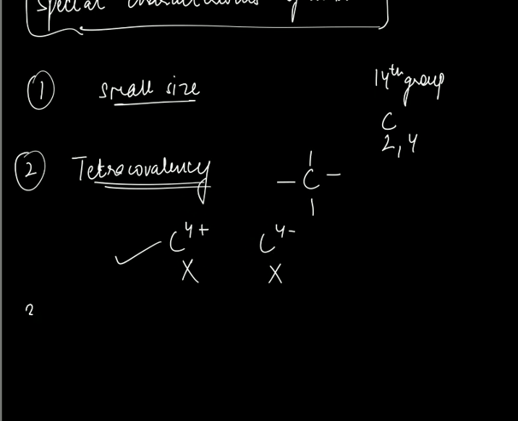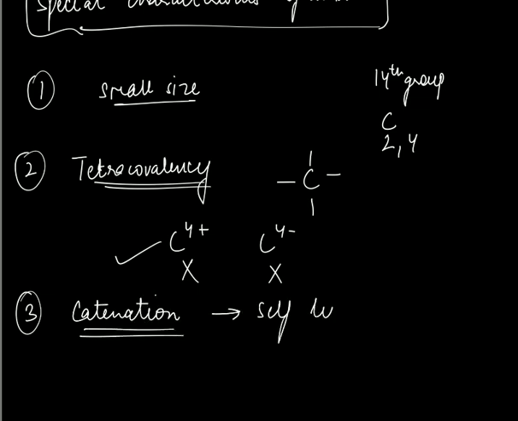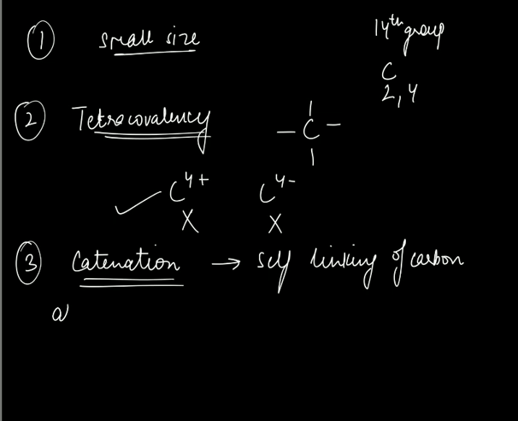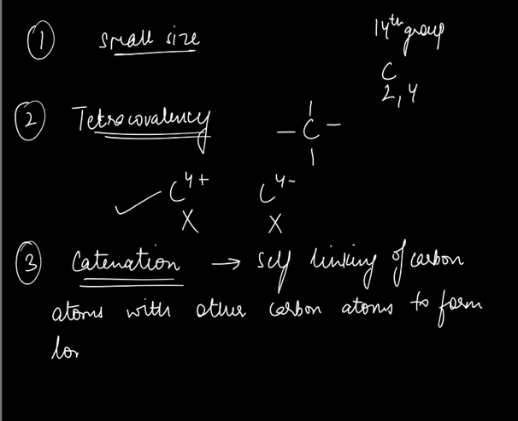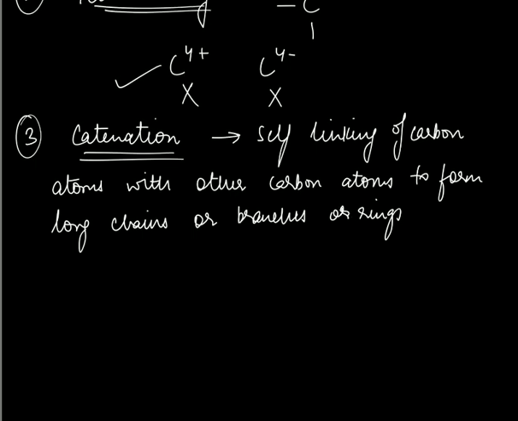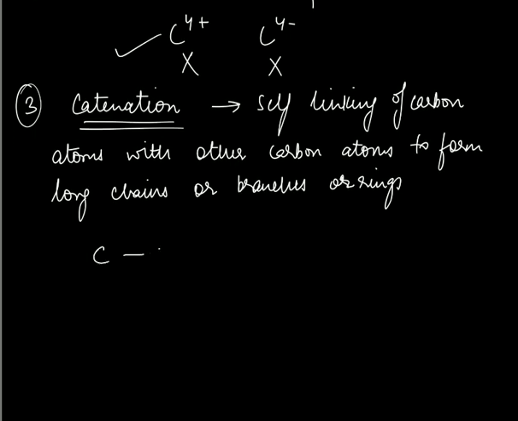Then if you go to the third one, catenation. Now catenation is self linking of carbon atoms with other carbon atoms to form long chains or branches or rings. So what is happening over here is that carbon can form long chains like this.